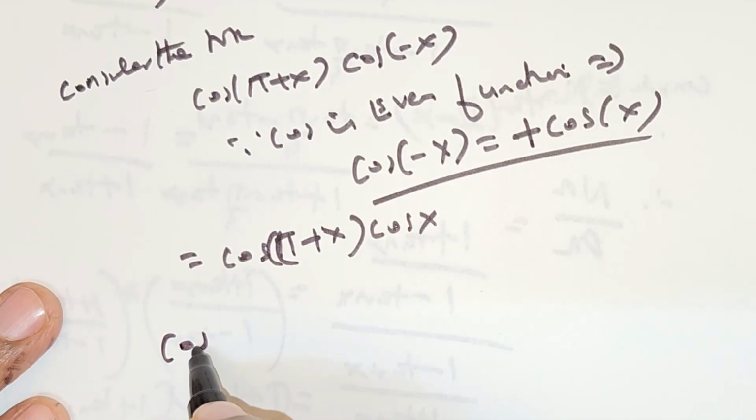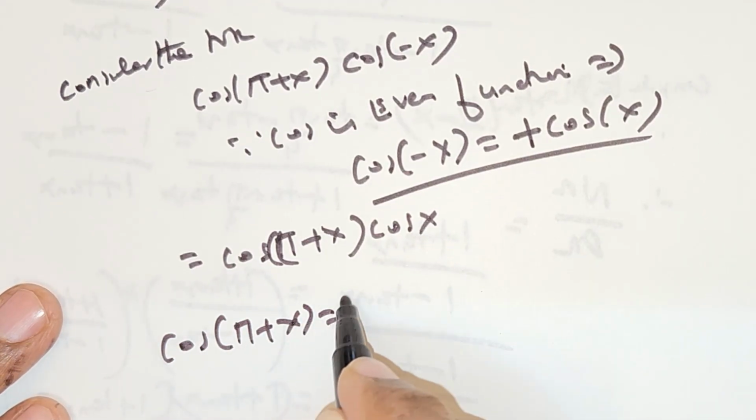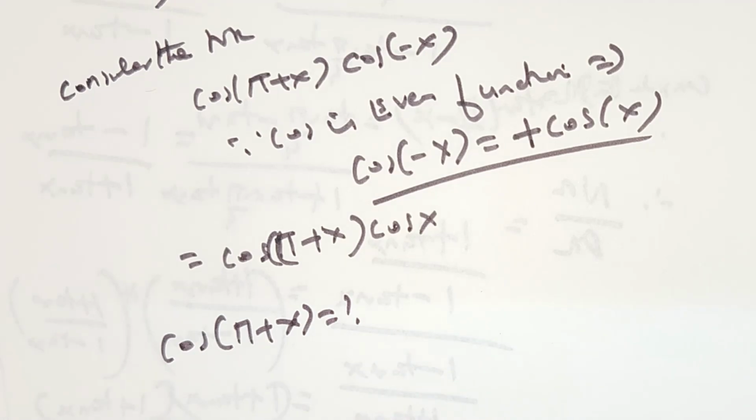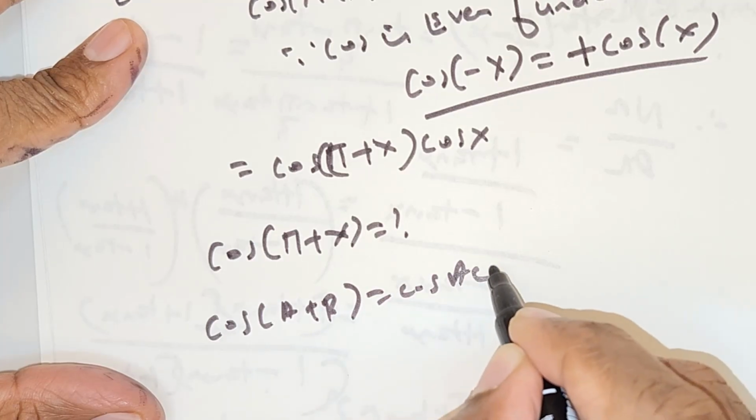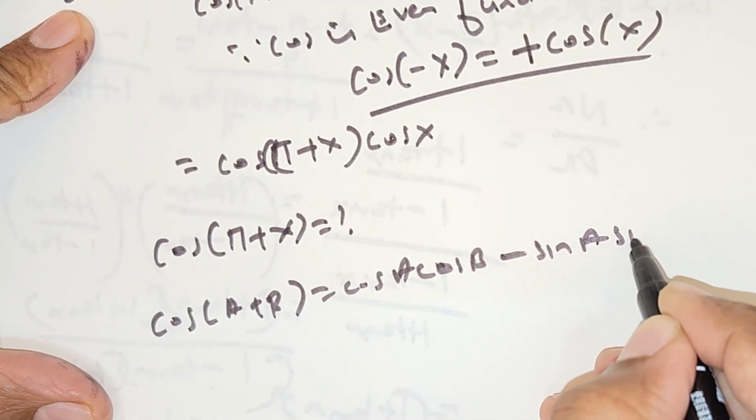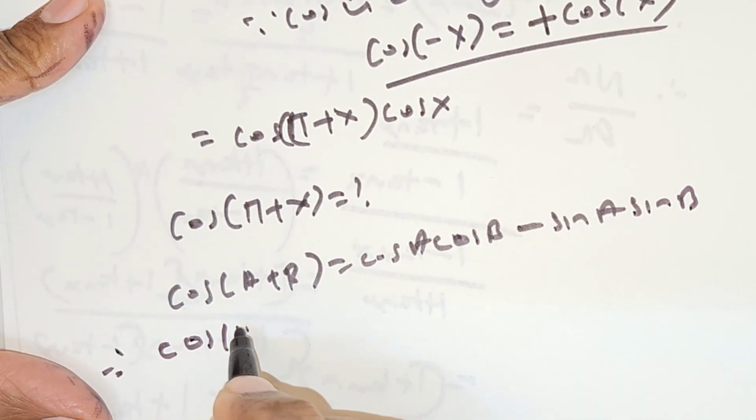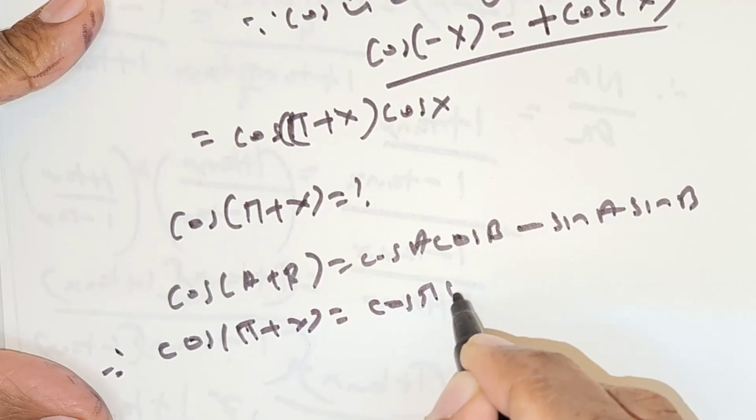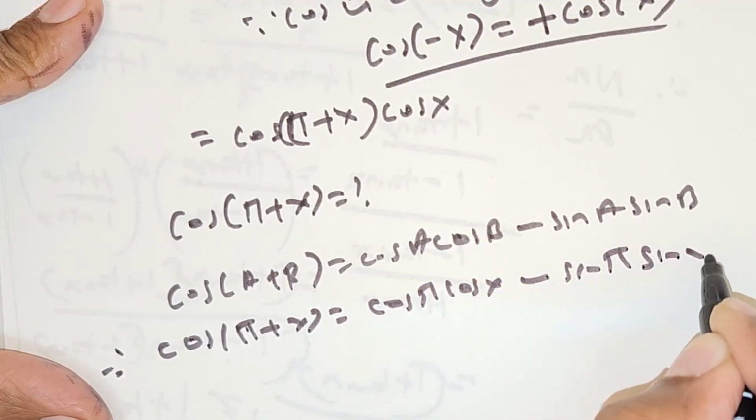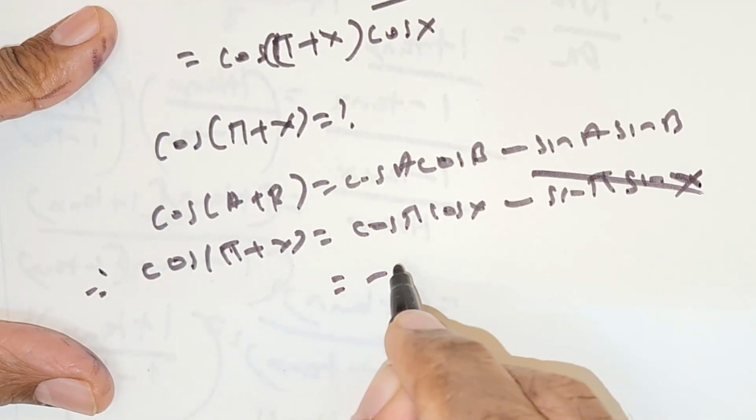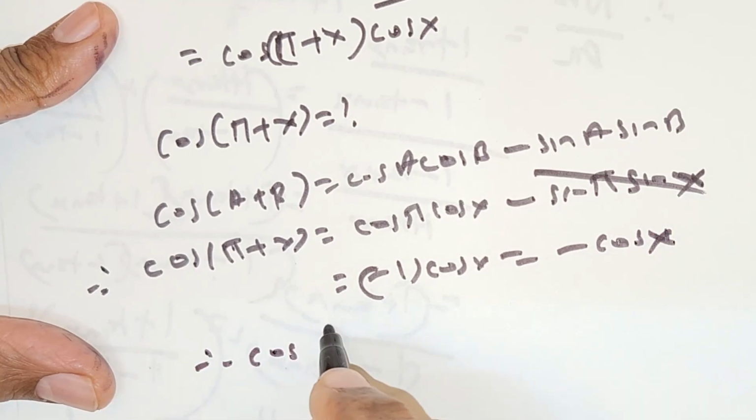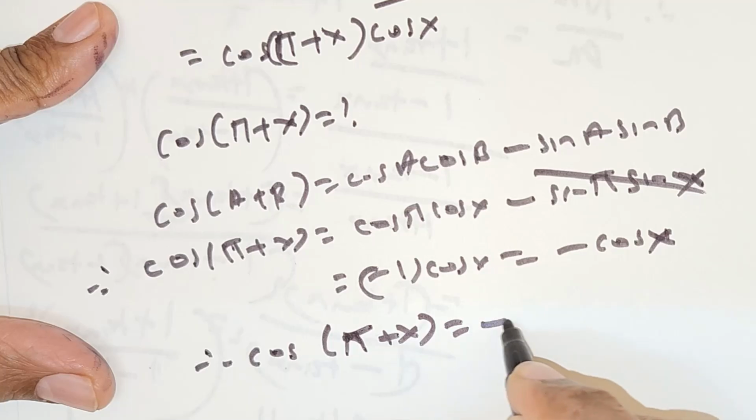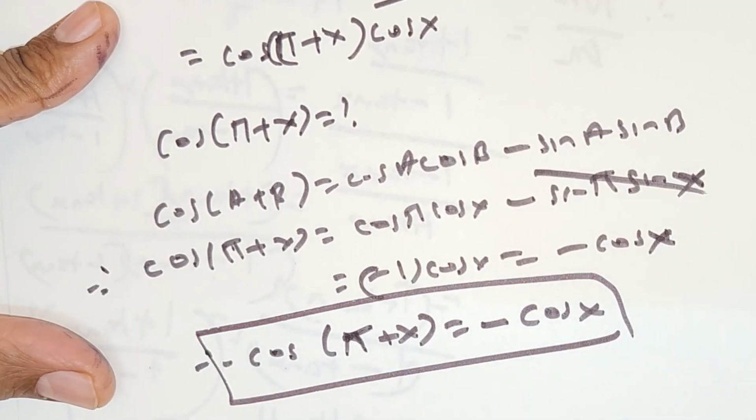Now we need to know what is cos of (pi + x). This is required. So I'm going to show you how to get this. Now we have cos of (a + b) as cos a cos b minus sine a sine b. So therefore cos of (pi + x) is equal to cos pi cos x minus sine pi sine x. Sine pi is 0, cos pi is -1 times cos x, which is nothing but -cos x. So therefore cos of (pi + x) is equal to -cos x. So this is a very important result.